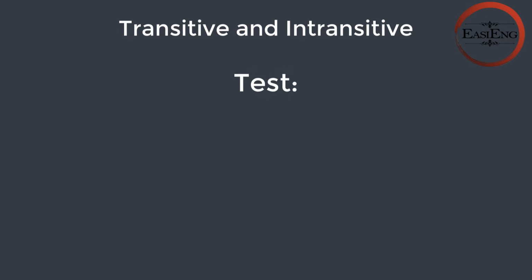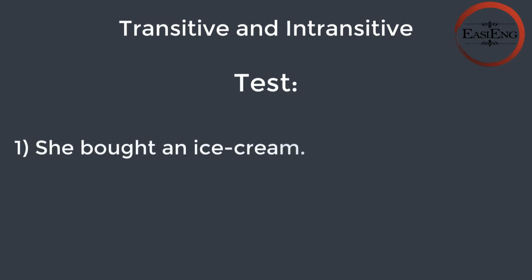So try to find the sentence that has a transitive verb and the sentence that has an intransitive verb. She bought an ice cream. They swim very fast. I will give you 5 seconds and I'll show the answers.